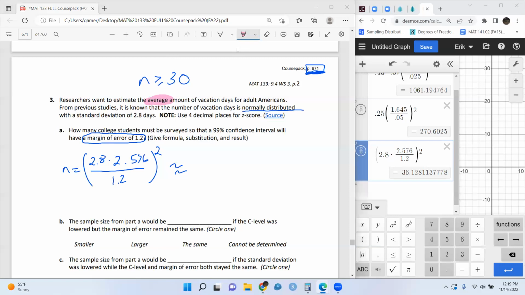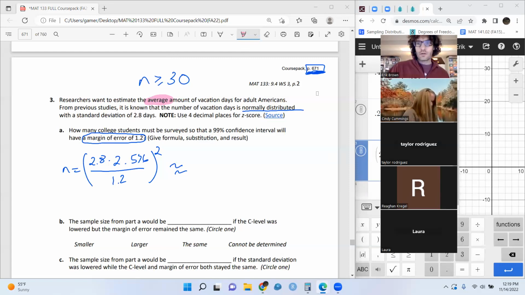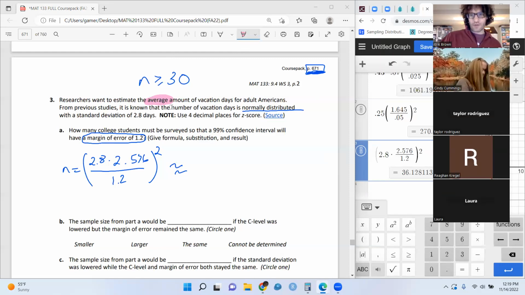Oh, Reagan, no, we do not change it at all. I was just thinking that maybe you had done that. Actually, if you had done that, you would have gotten a much larger sample size. So I was totally wrong, way off base. Taylor, does that help noting the word average? Yeah. Thank you. Okay, you're welcome.